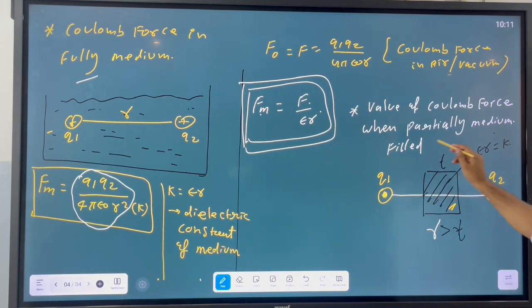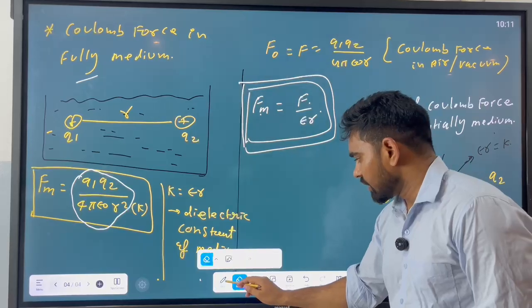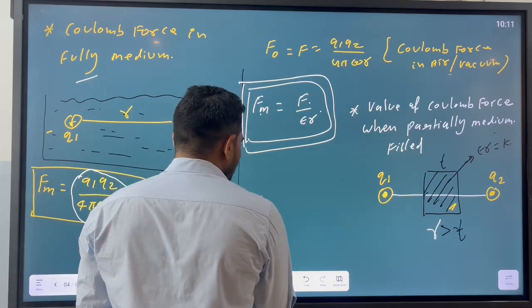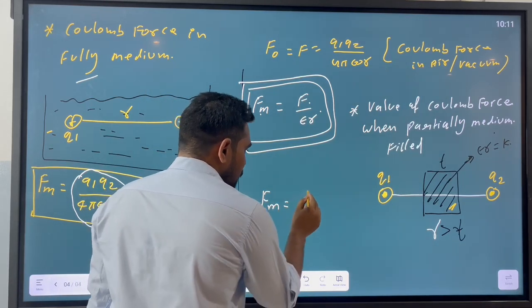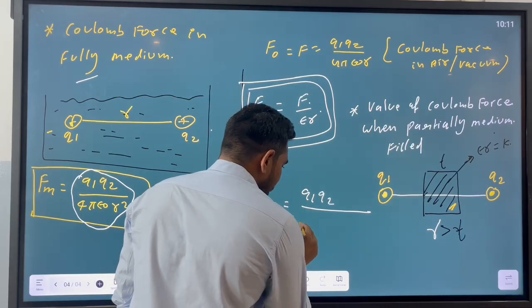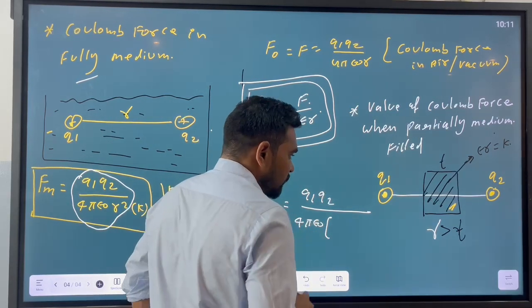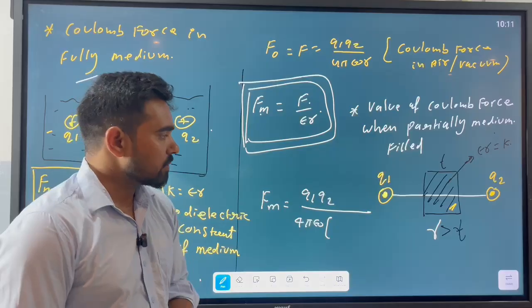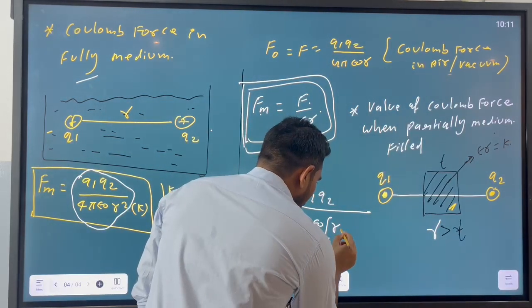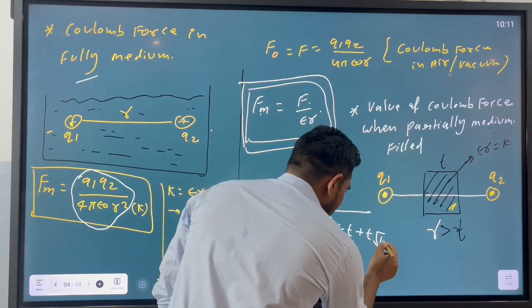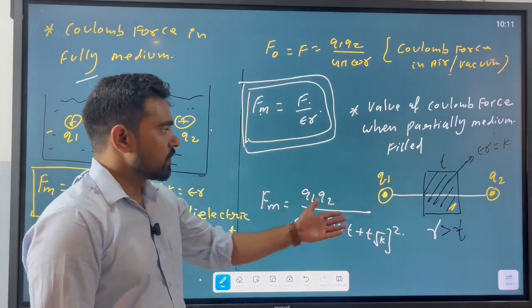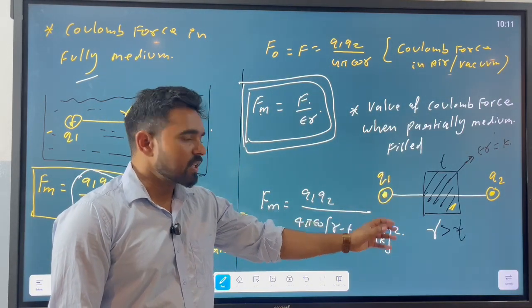In this situation, how do we calculate the Coulomb force between both point charges? The Coulomb force F equals Q1 times Q2 divided by 4 pi epsilon naught times (r minus t plus t root k) whole squared, where k is the dielectric constant of the medium. This formula is most important for your JEE and NEET exams. This is the result for this Coulomb force, and this is the basic logic.